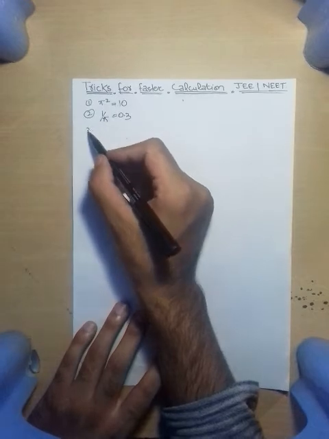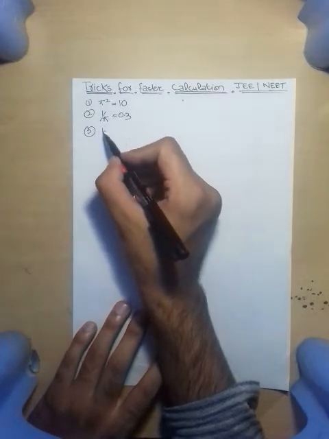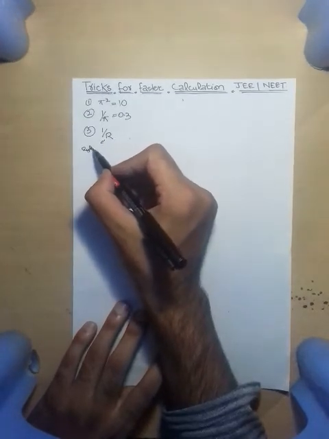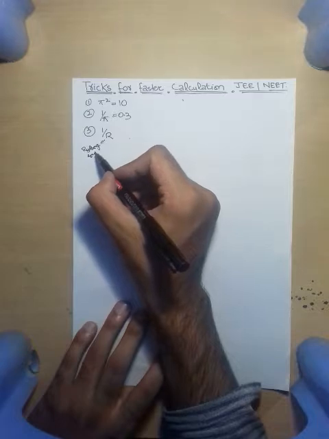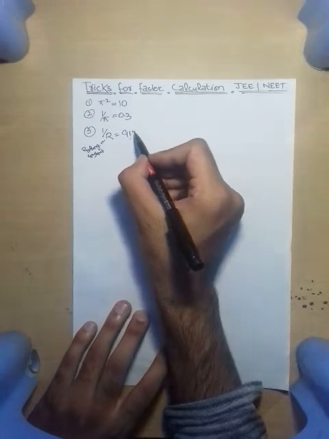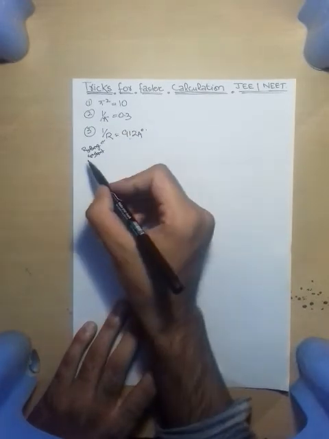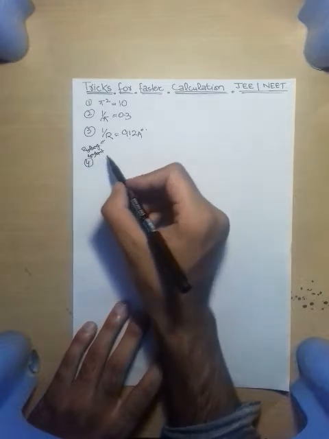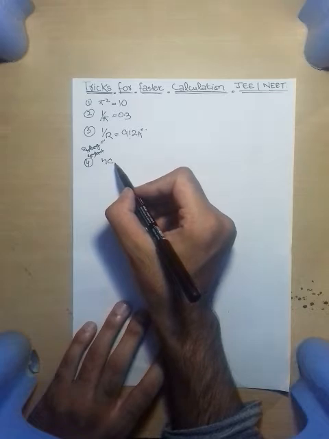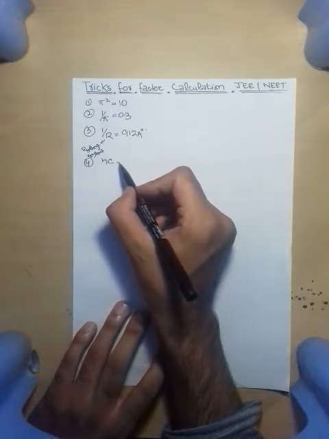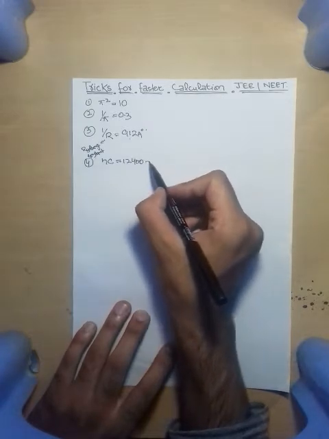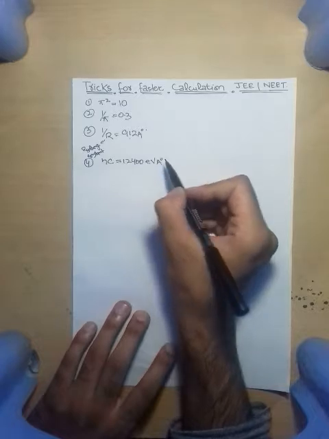Third is 1 by R, where R is the Rydberg constant, and its value is equal to 912 angstroms. Fourth is hc, where h is Planck's constant and c is the velocity of light. You must have learned about the same in chemistry. This is equal to 12400 electron volt angstroms.